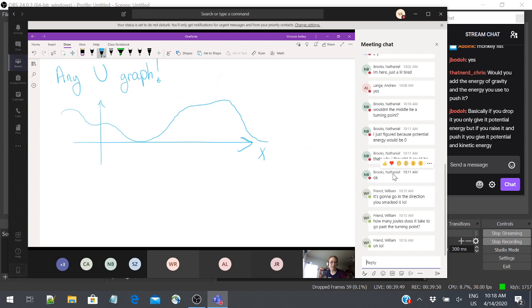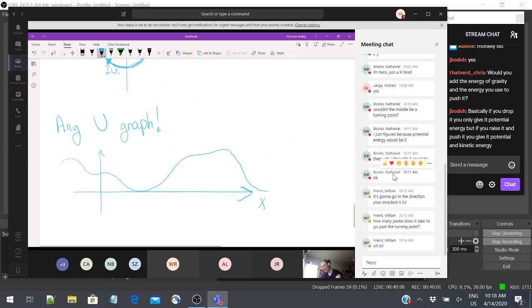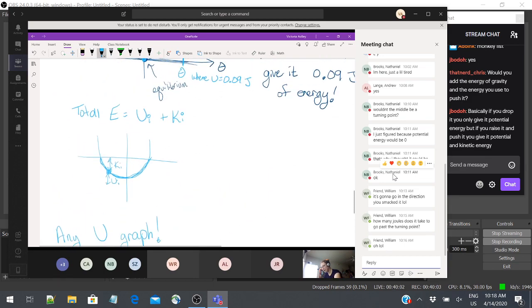Yes, you're correct, John. And Chris, you would add the energy of gravity and the energy that you use to push it. Exactly. So I have however much potential energy due to how far I pull it back, mgL(1 minus cosine theta), and then some amount of kinetic energy. So this comes from the work I do to push it. Okay.